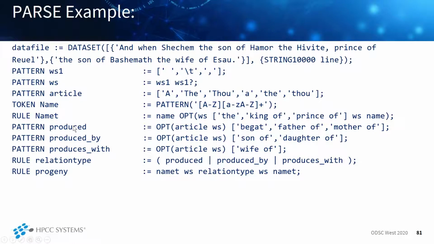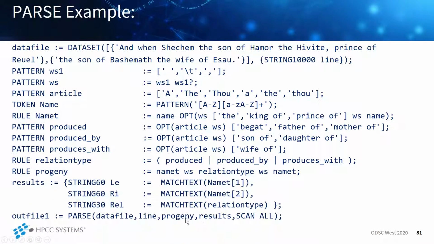Then he's got different ways of producing: you either begot something, or you're the father of somebody, or you're the mother of somebody. If you're produced by somebody, you become the son of or the daughter of somebody. Produces with, normally it's a wife. And then the relation type. So it's got to be one of these, but not any combination of all three. So then his progeny pattern says name and title, relation type, and so on with somebody else.